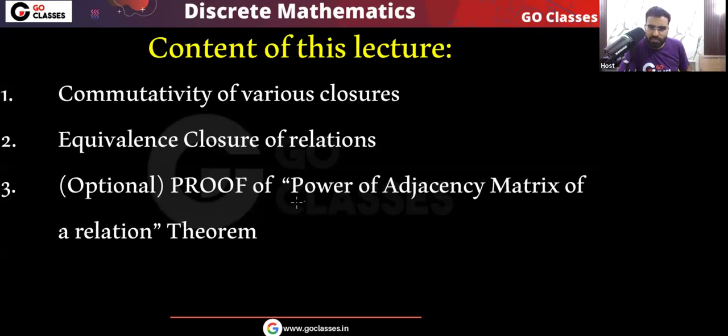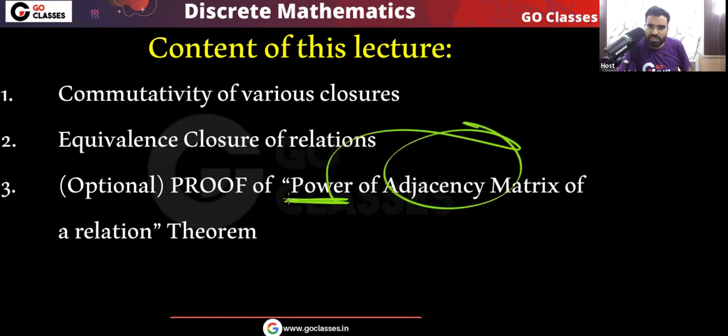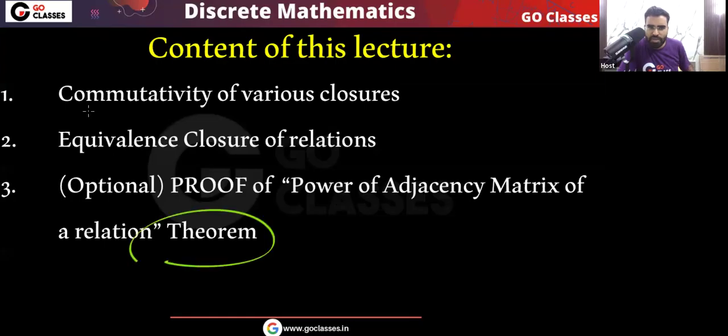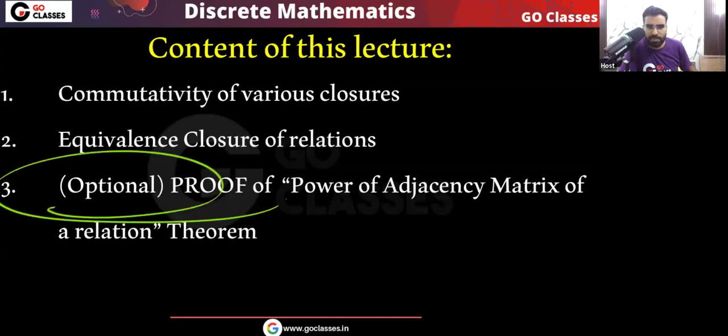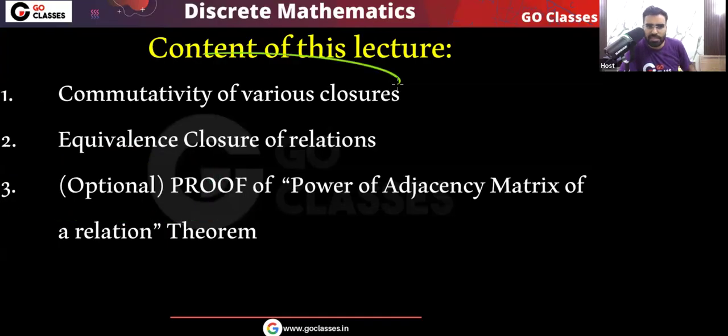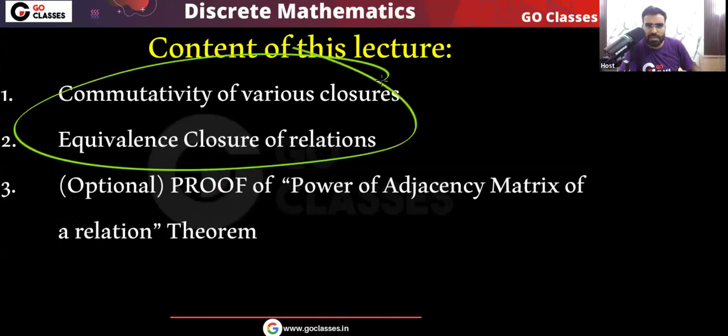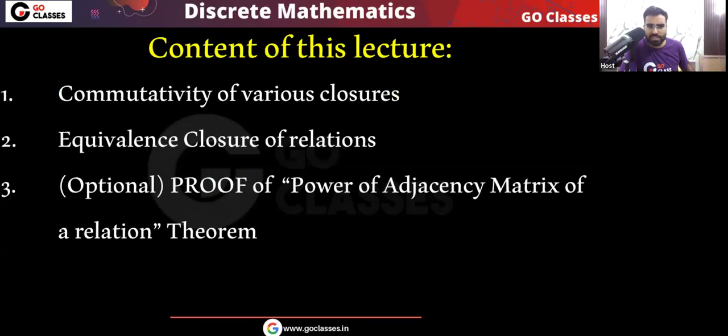In the previous lecture, we discussed powers of the adjacency matrix of a relation. We saw a theorem, and now in this lecture we will see the proof of it. This is optional for the GATE exam. You can skip it, it is not required, so I am keeping it optional. But these are very easy and very small topics. So let's start.